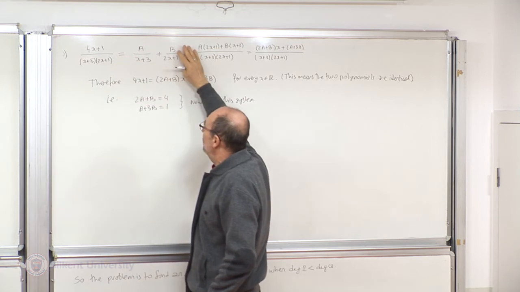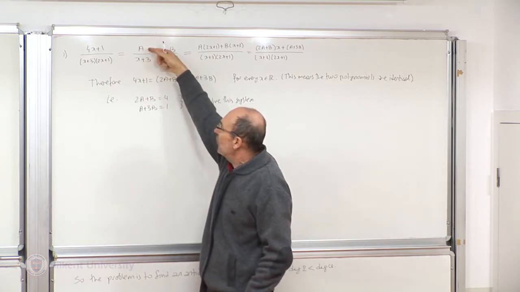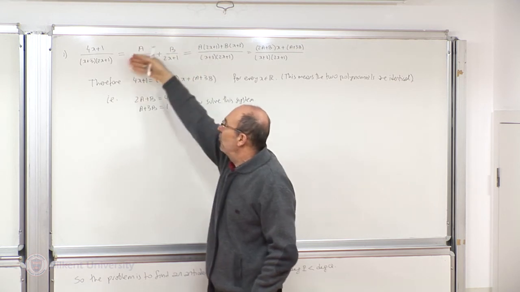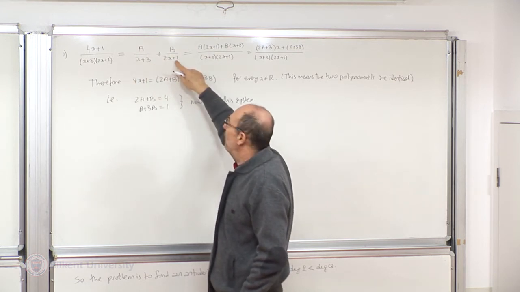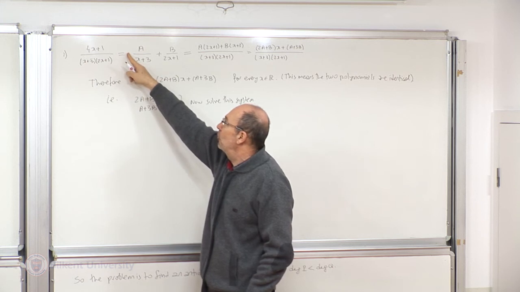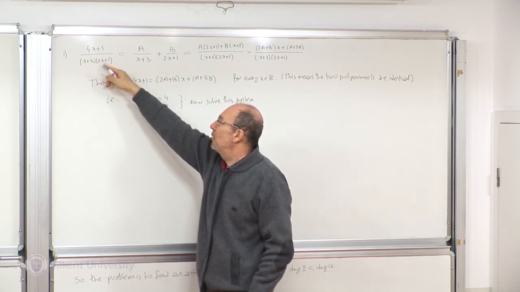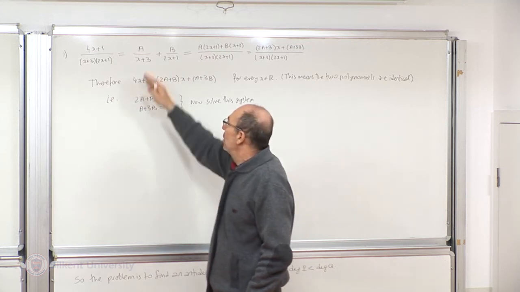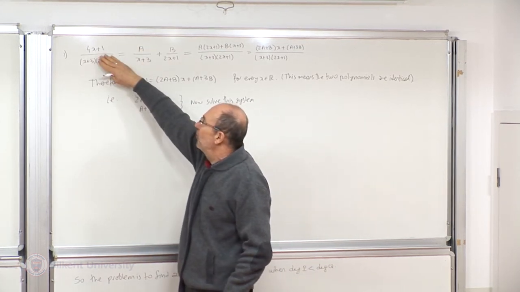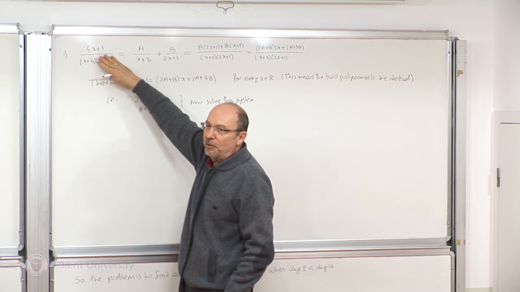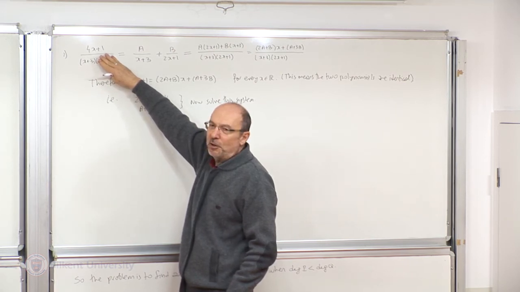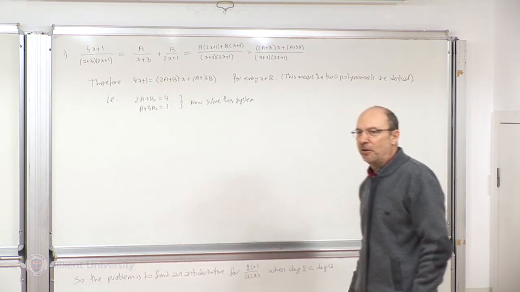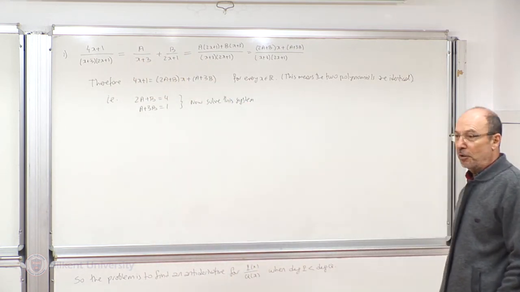You do the same thing with this one. Now you know what a is. You put that number here. You multiply both sides by 2x plus 1, so there is a factor of 2x plus 1 here, and this is erased. Now you put x equals -1/2. This becomes 0, and this becomes a number. That gives you immediately what b is. In simple examples, you can use that trick if you are doing this by hand.